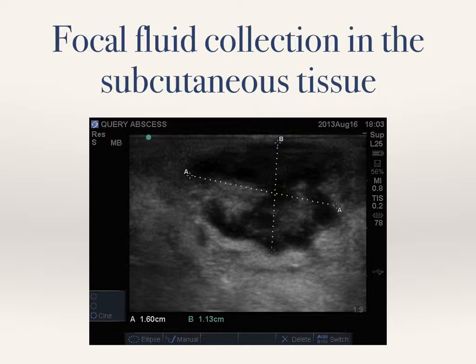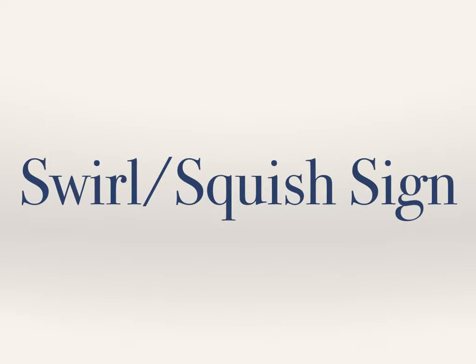So let's say now that we found a focal fluid collection in the subcutaneous tissue and we've measured it to see how big it is. Now what? How do we know that it's an abscess that should be considered for incision and drainage as opposed to some other fluid collection? Well, we're going to go through those 3 questions to sort this out.